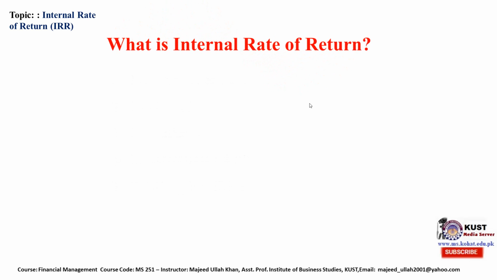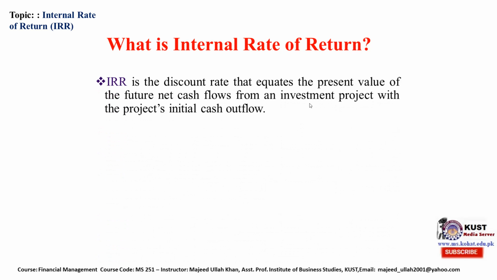So moving further, what is internal rate of return? As I mentioned earlier, it is a discount rate. What is discounting and compounding? When we calculate the present value of future cash flows, we use a discount rate. If we find the future value of the cash flows, we call it compounding.